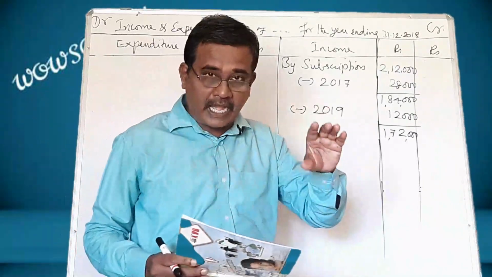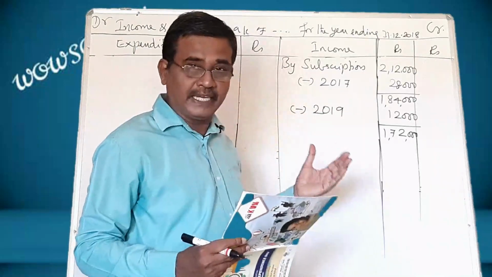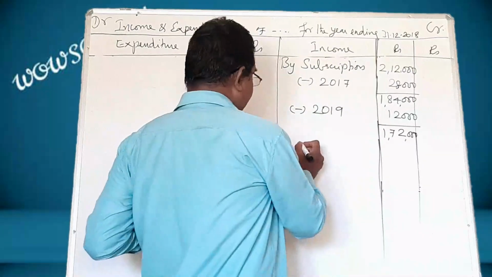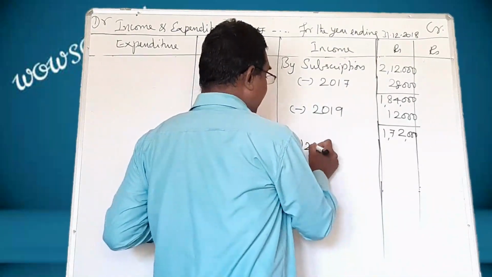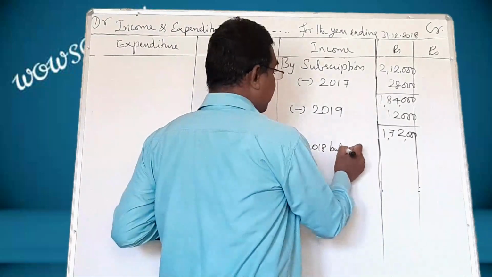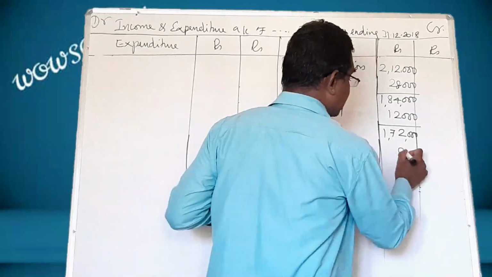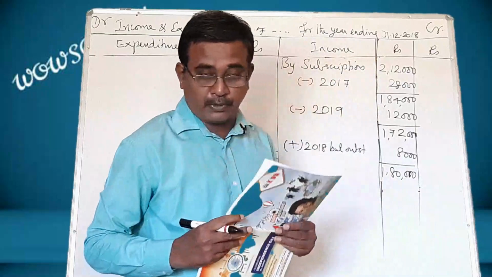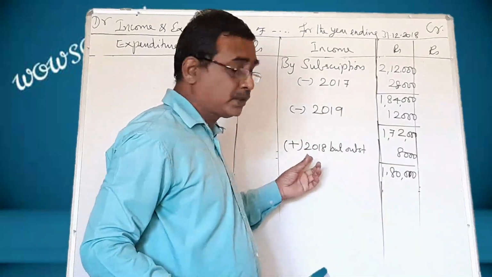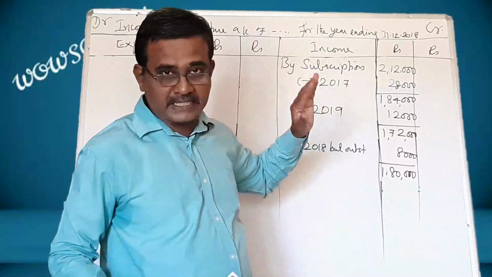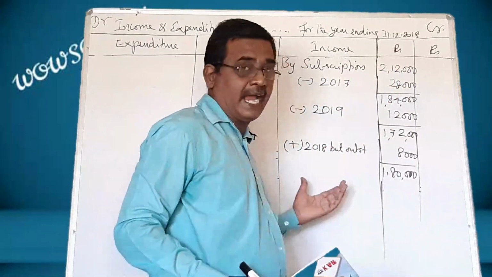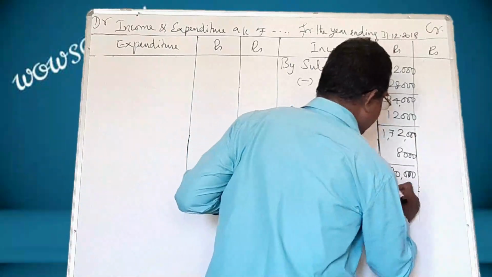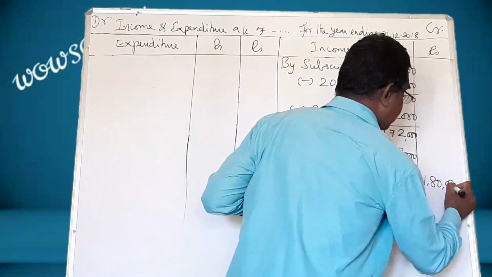That amount is meant for 2018. It is outstanding. Still, we have to collect that amount from the members. So add that amount, meant for 2018 but outstanding. What is that amount? 8,000. Suppose any amount meant for 2018 is paid in 2017 as prepaid, that should also be added to this amount and shown in the outer column. It is not given, so only this amount should be shown in the outer column.